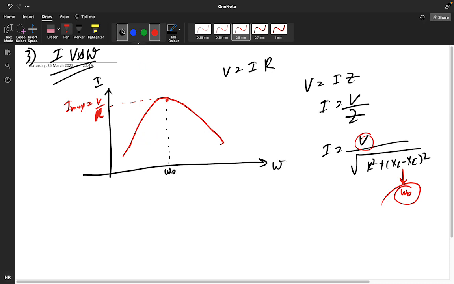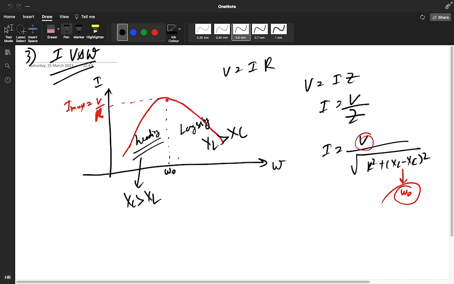And again the same concept, leading will come, then lagging will come. This is XC greater than XL, and here XL is greater than XC. Is this clear? Prasanna, Priyanka, is this clear? Yeah.